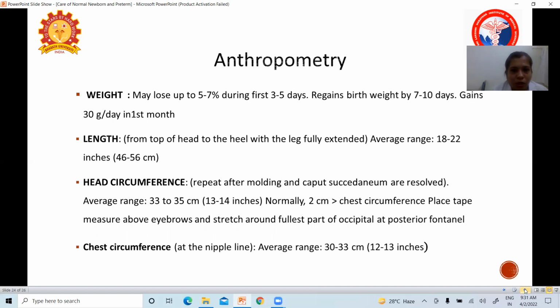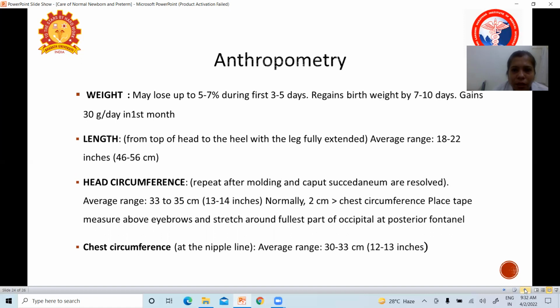Now, at the time of discharge and at the time of follow-up, what we have to measure is the anthropometry: weight, length, head circumference, and chest circumference. Initially, all newborns are going to lose some weight, some 5 to 7% during the initial first 3 to 5 days. This is the loss of extracellular fluid.